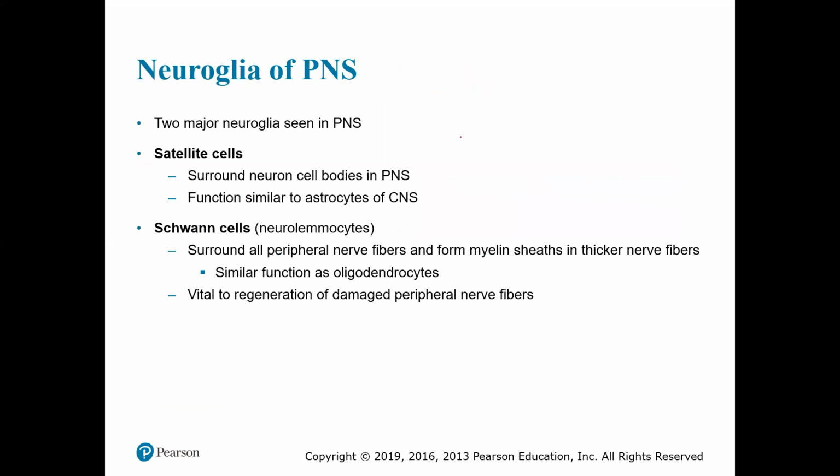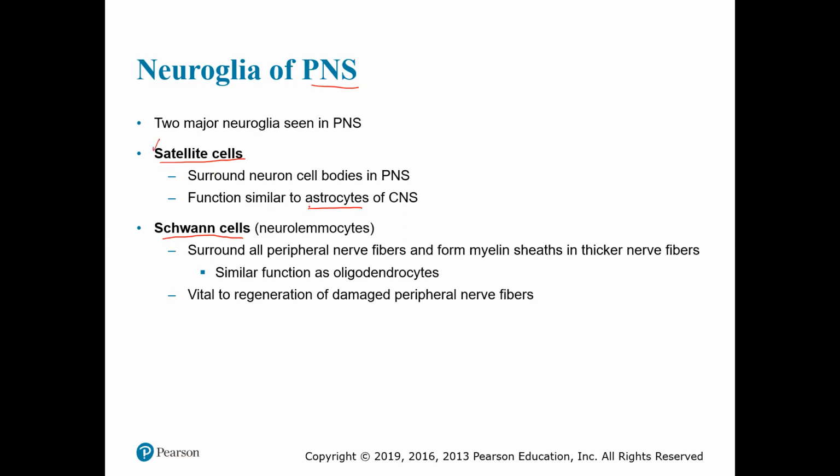So now the PNS. And there's only two now. So the hard part is over. So the two neuroglial cells are satellite cells and Schwann cells, which are also called neurolemmacytes. So again, these are kind of similar to the astrocytes in the CNS, but of course, satellite is only PNS.